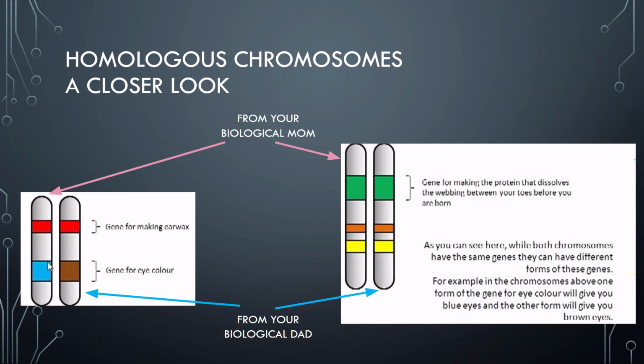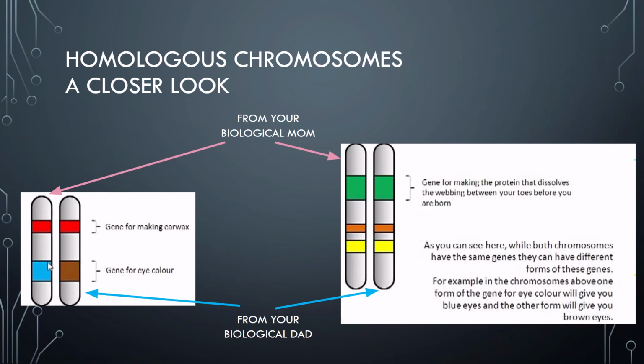Look at the one on the left. So these are two homologous chromosomes. Let's see, these are the fifth slot one. So the one on the left is from mom, one on the right is from dad. So that chromosome happens to contain the genes for making earwax and eye color. Now, the earwax one, both mom and dad have the same allele. It's red and red, so they have the same allele for earwax. They both have the gene for earwax. Obviously, they both make it, but they have the same type, the same allele.